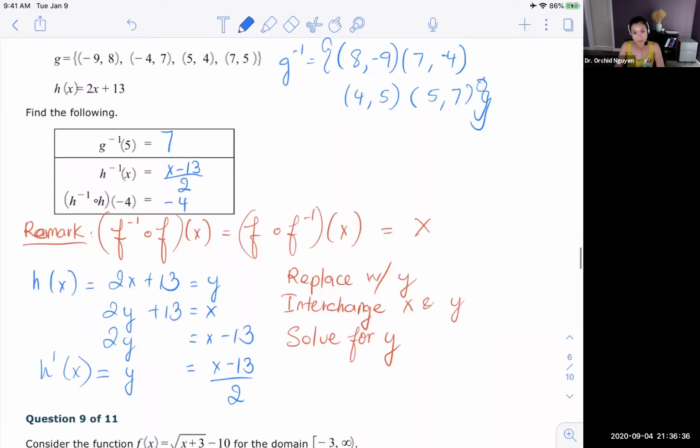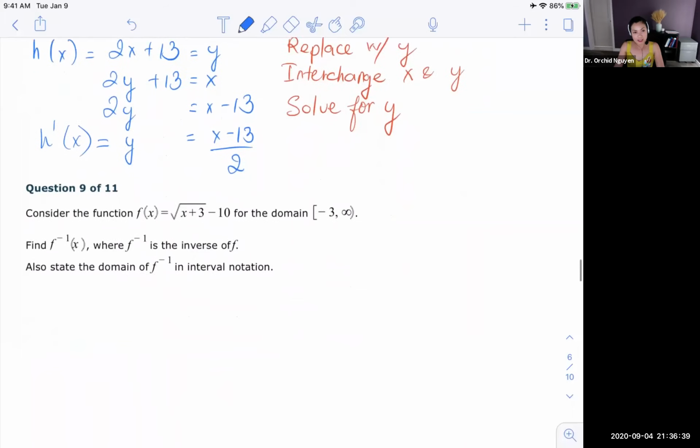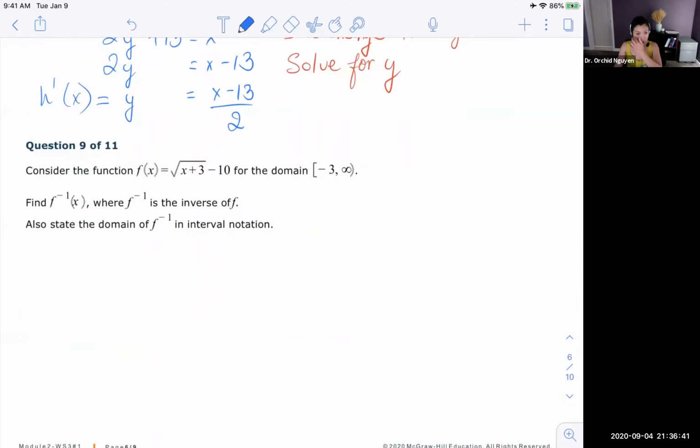Okay. Now, let's take a look at the square root function. We're going to do the exact same thing to find the inverse. So first, let me just copy the problem. I put y. Then I interchange x and y.